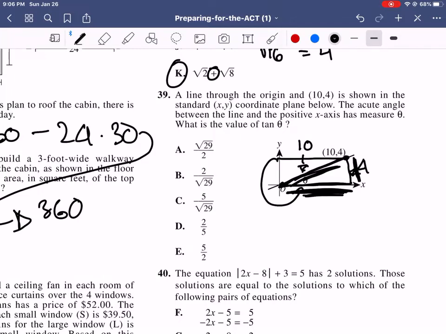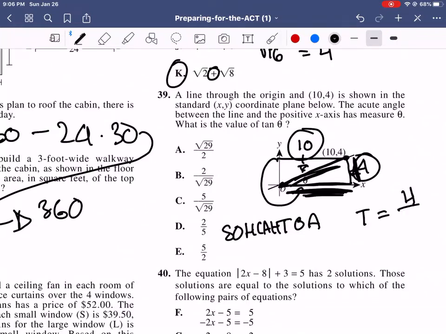So tan is TOA in SOHCAHTOA. For tangent, you take opposite, which is 4, and then divide it by adjacent, which is 10. And you get 2 over 5, and that's D.